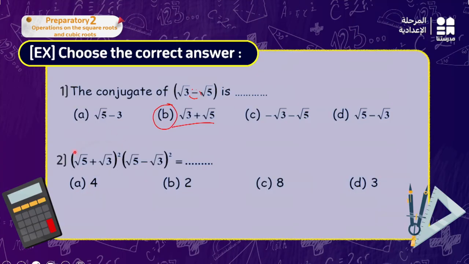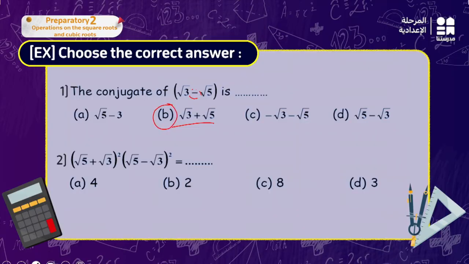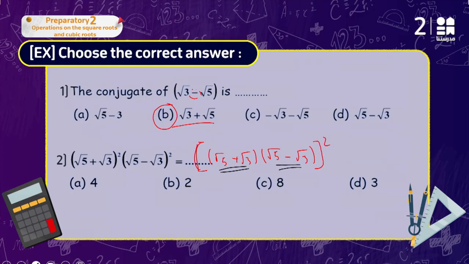طيب what is the result of these? الريزلت بتاع square root of 5 plus square root of 3 all to the power 2 times square root of 5 minus square root of 3 all to the power 2. اقدر هنا يا شباب اعمل كده. بص معايا هنا اقدر احولهم للشكل ده: square root of 5 plus square root of 3 multiply square root of 5 minus square root of 3 all to the power 2. لو انا بصيت هنا كده يا شباب، النمبر ده والنمبر ده are 2 conjugates.